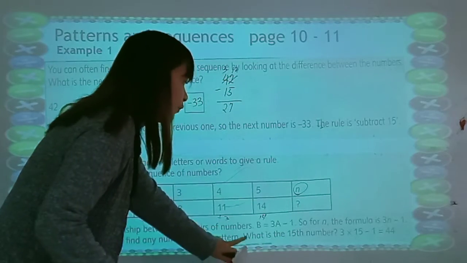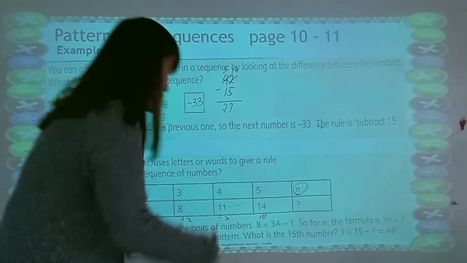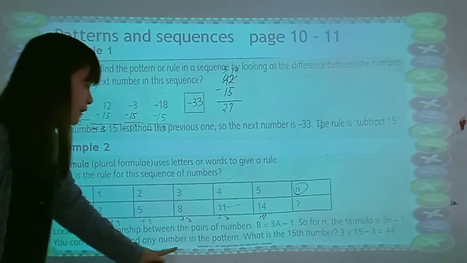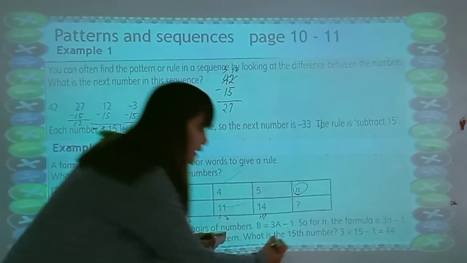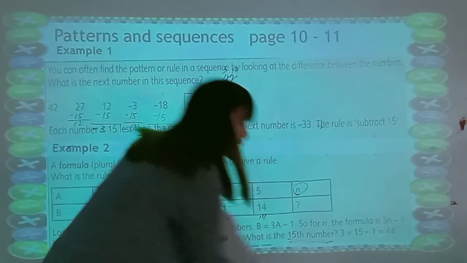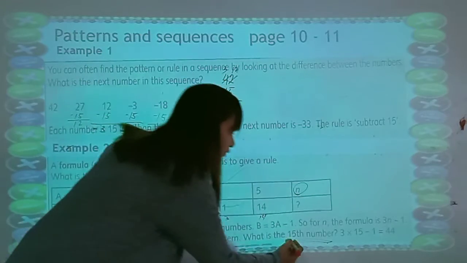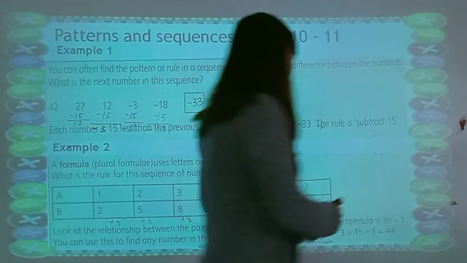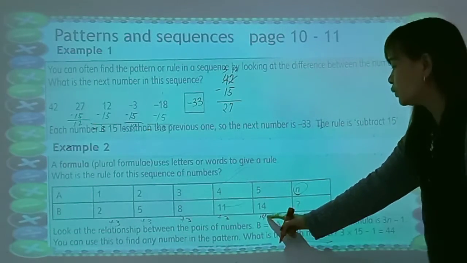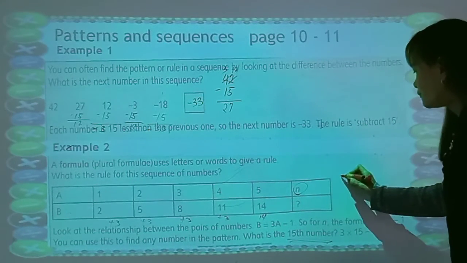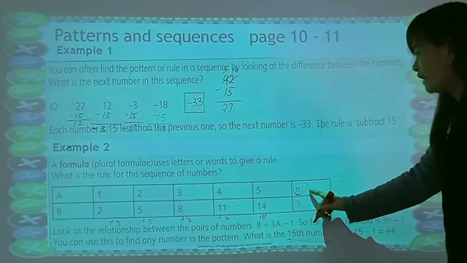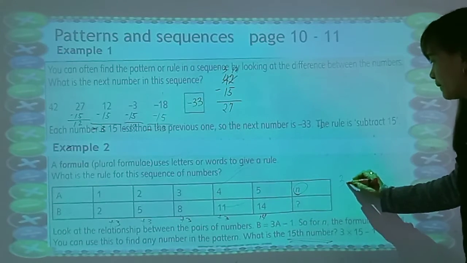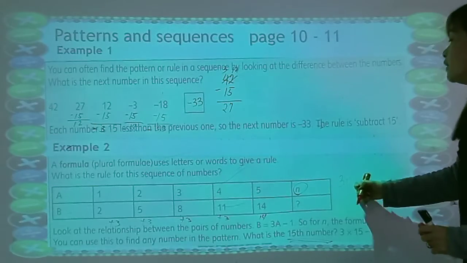So we are looking for the 15th number. The question here is to use this to find any number in the pattern. What is the 15th number? We are looking for the 15th number of this sequence. So what did we do, class? Since we need to add 3, our formula is 3, and then we need to use the variable n, which is the missing number.